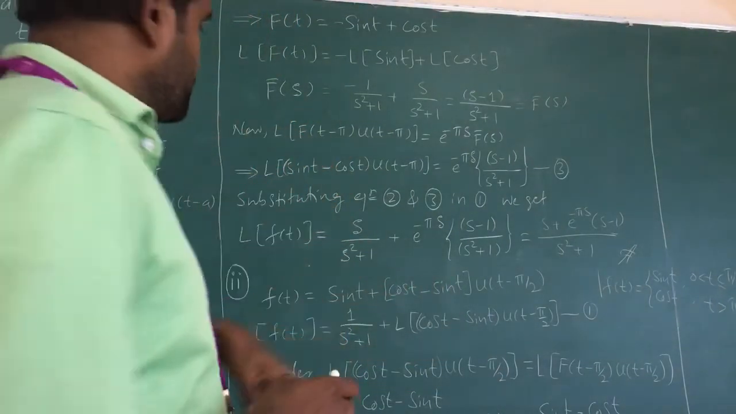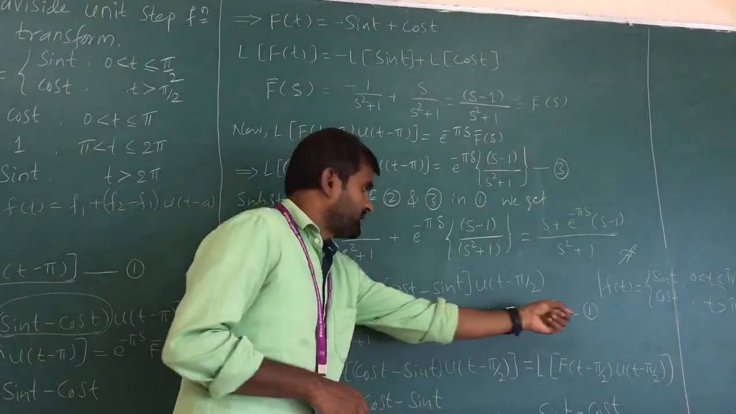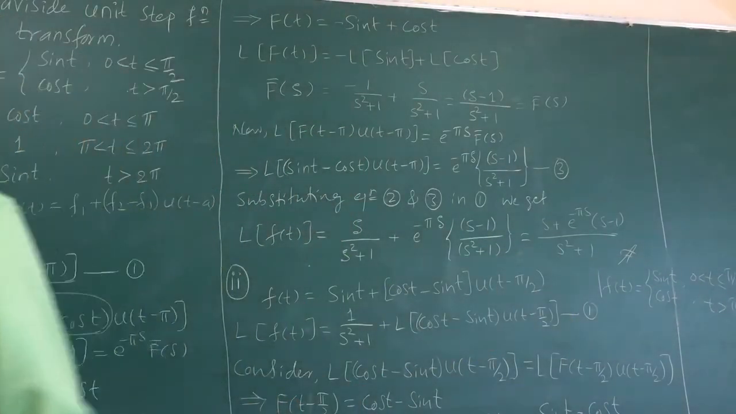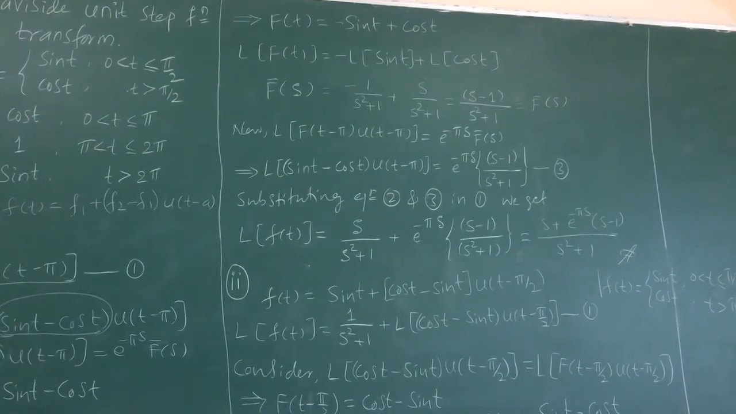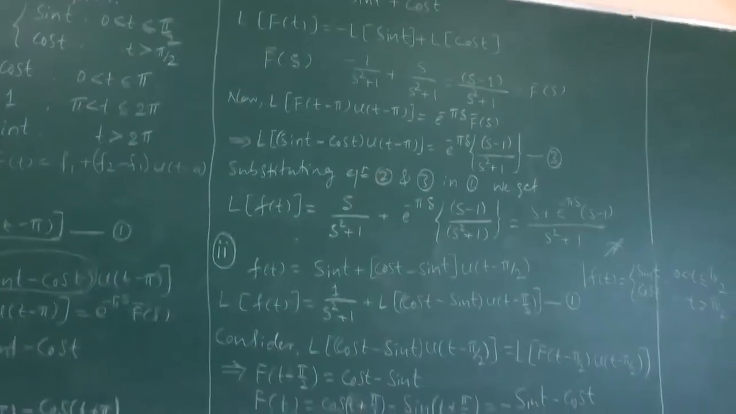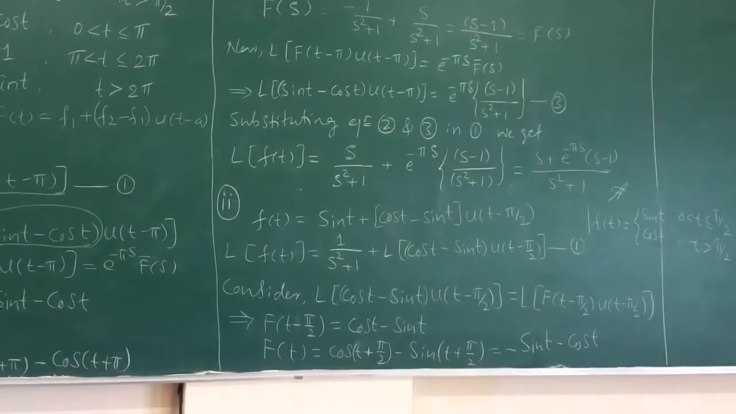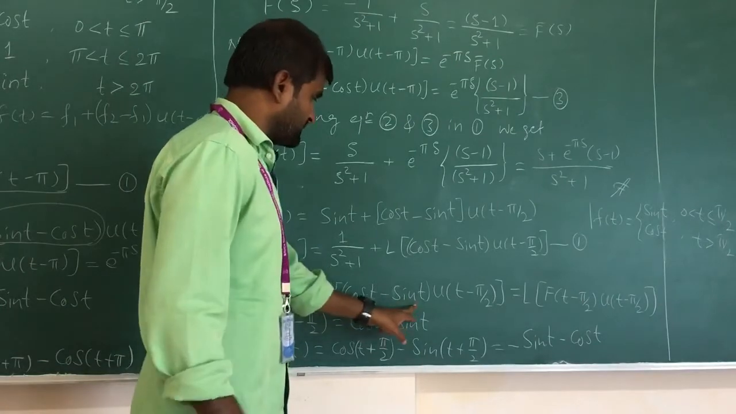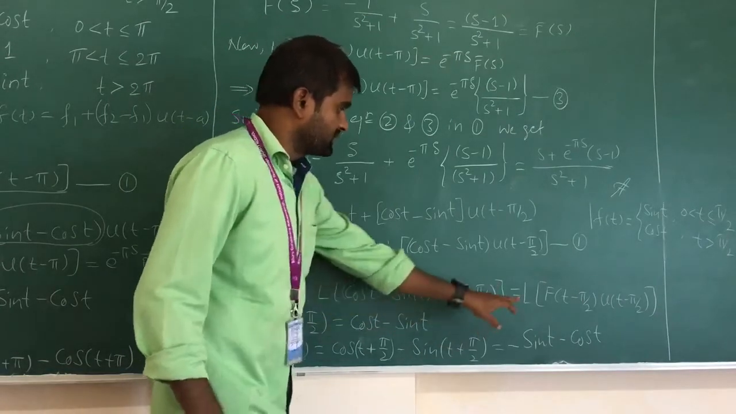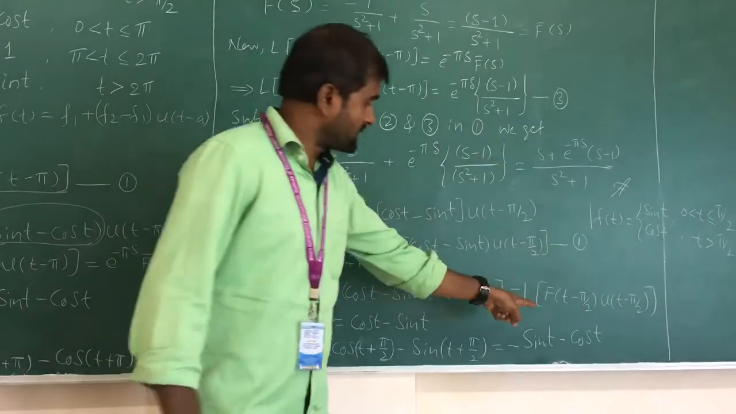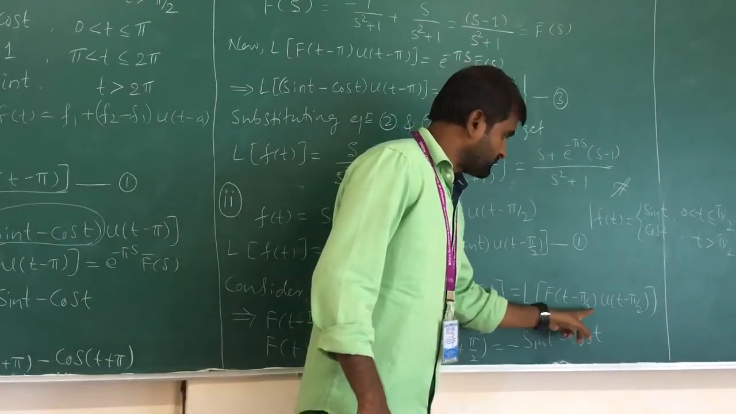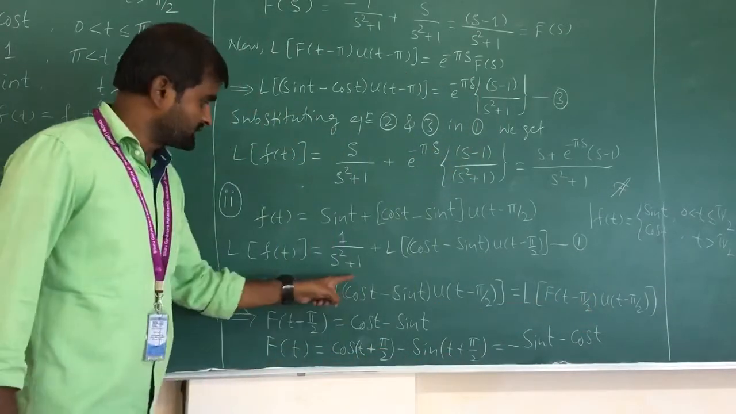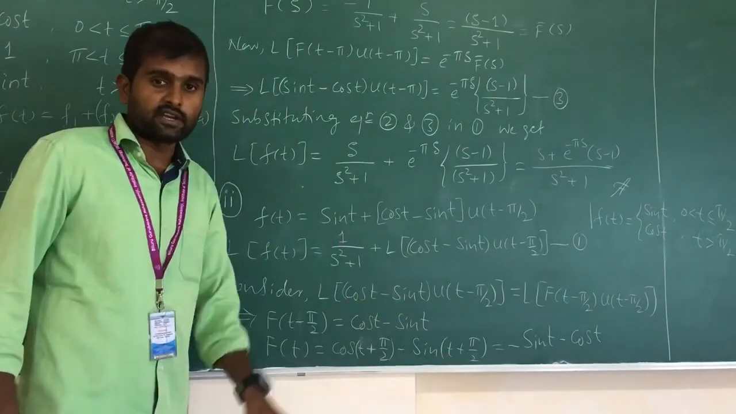So we need to solve, right? So this I am calling equation number 1. Now consider L of cos t minus sin t into u of (t minus pi by 2), which is equal to L of f of (t minus pi by 2) into u of (t minus pi by 2). This f of (t minus pi by 2) is this cos t minus sin t.